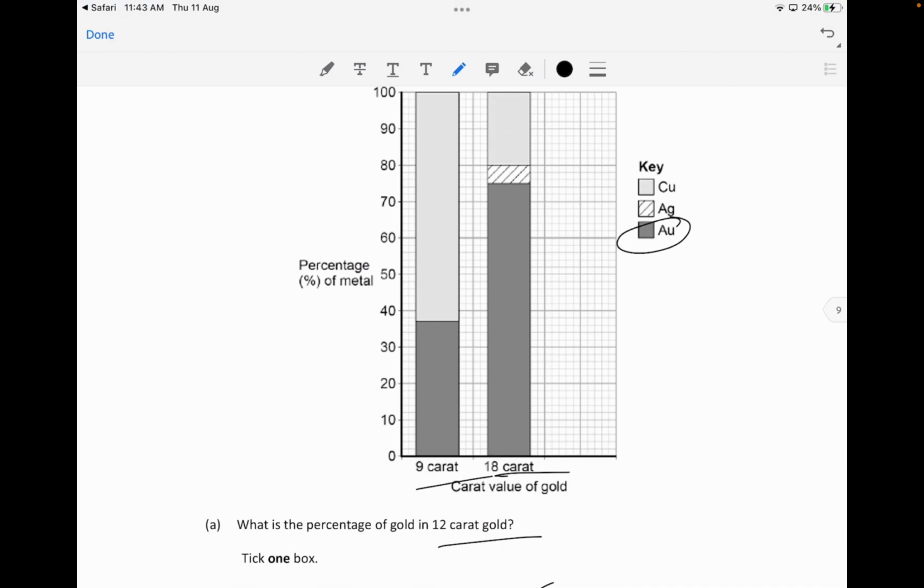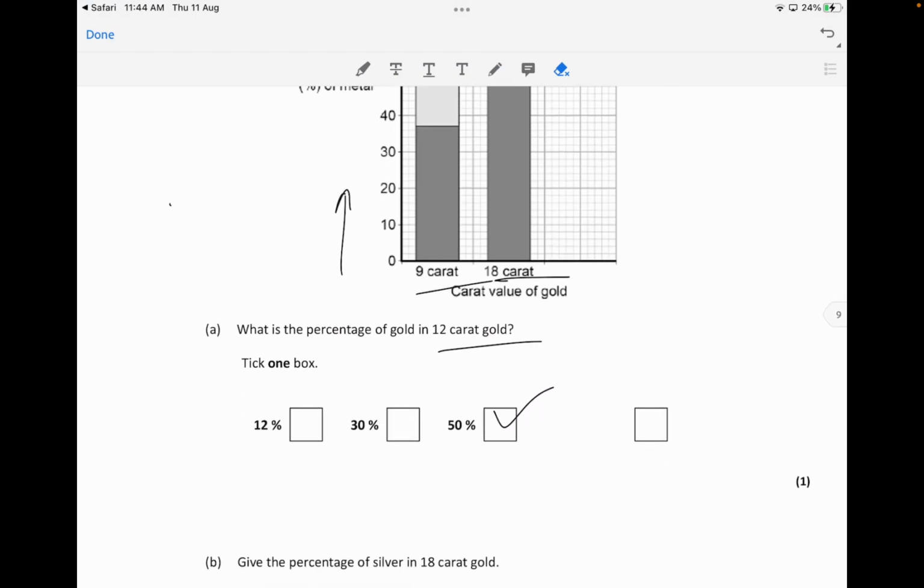You can check that gold here is approximately, let's say, if you divide each square by 5, 10 divided by 5, that should give a value of about 2. So you have approximately 74 minus, let's say, 32, 34, 36, roughly about 50. That's going to be your 12 karat gold composition. Alright, let's move on to the next question.